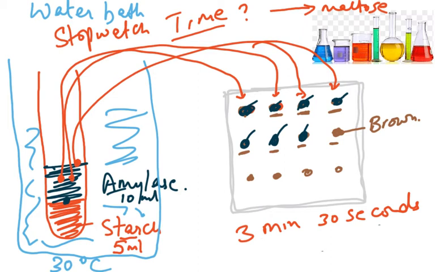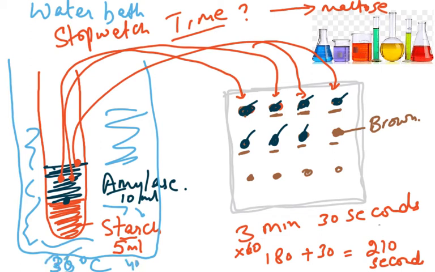Now 3 minutes means multiply this by 60. Now this would be 180 seconds plus the 30 seconds, and this will be 210 seconds. So it took 210 seconds for the entire starch to be hydrolyzed or to be digested. Now we will repeat this experiment at different temperatures. So then we will repeat it at 35 degrees Celsius, then at 40 degrees Celsius.